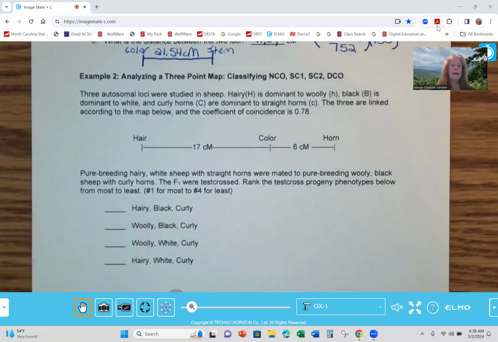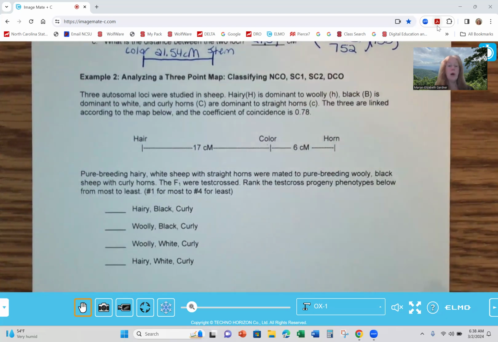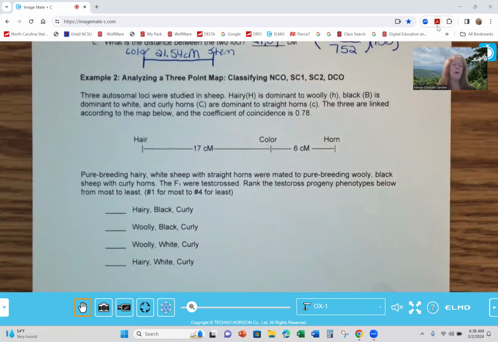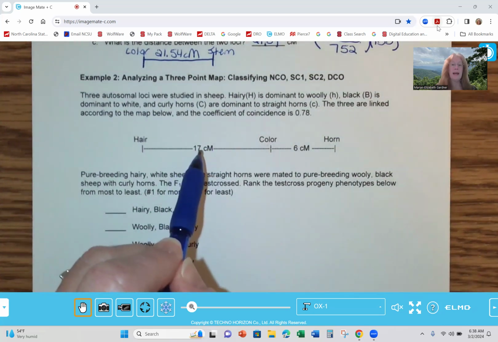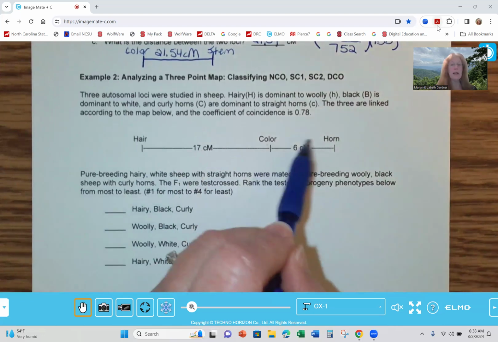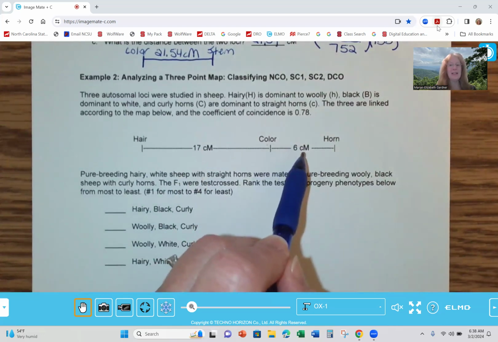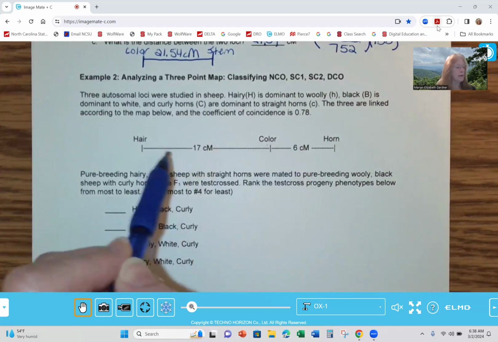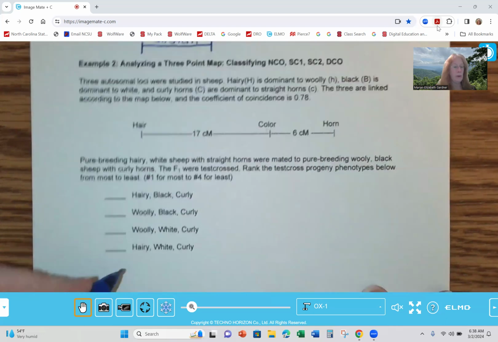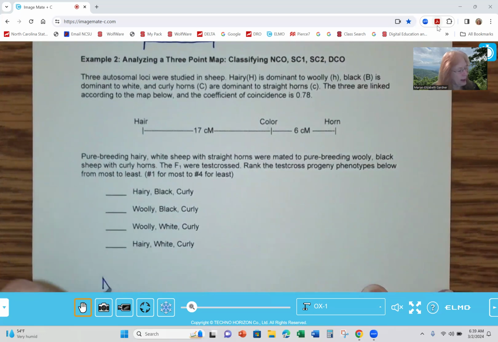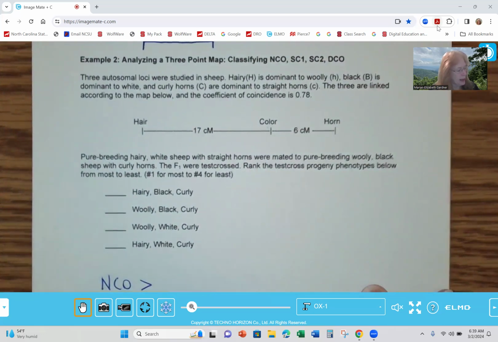Here we're going to look at 4 types of progeny from a test cross and try to determine their relative frequency. Well, let's think about this just a little bit. We could have no crossing over anywhere. That's always the most common. We could have a cross only in this first region. That would be an SC1. We could have a cross only in the second region. That's an SC2. Or we could have a double crossover, meaning we got a cross in both regions 1 and 2.